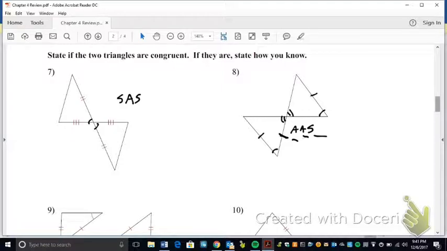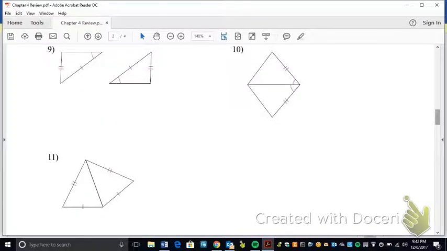If we had this side right here, the one I just marked, that'd be angle, side, angle. You see how the side is in between the two angles? Here, the side is not in between the two angles. It is a non-included side. Therefore, we say angle, angle, side.